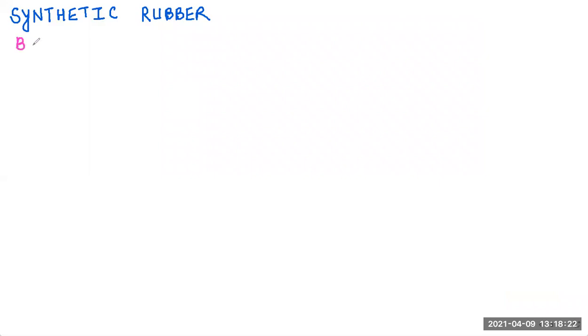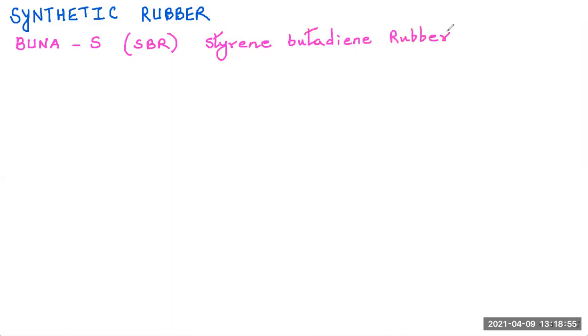I am making Buna S. Now understand, Buna S is also called SBR. The full form is styrene, butadiene, and R for rubber. Keep on repeating in your copy. Styrene, butadiene, styrene, butadiene, and R for rubber. Okay. Can you tell me what to use to make it? It is there in the name.